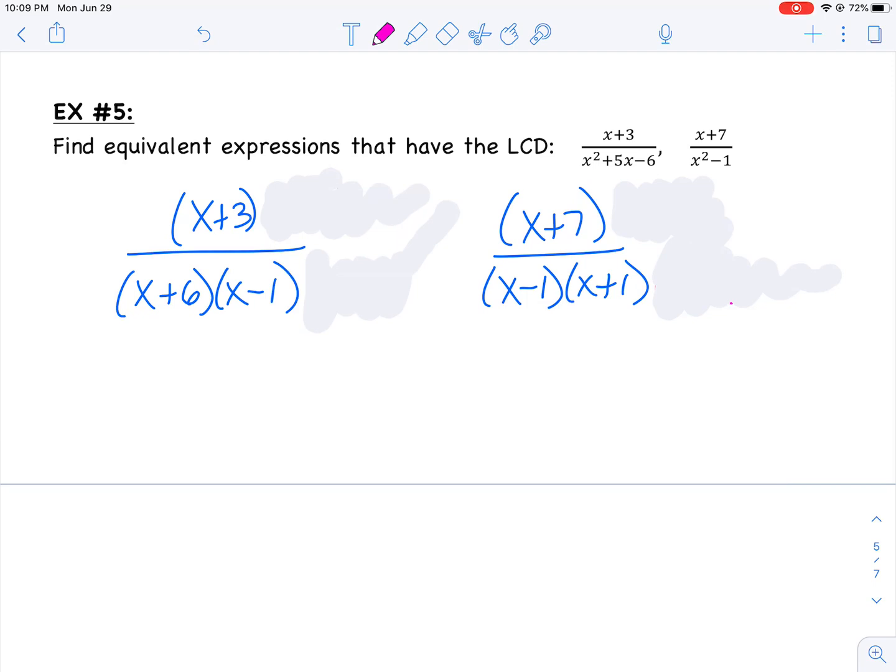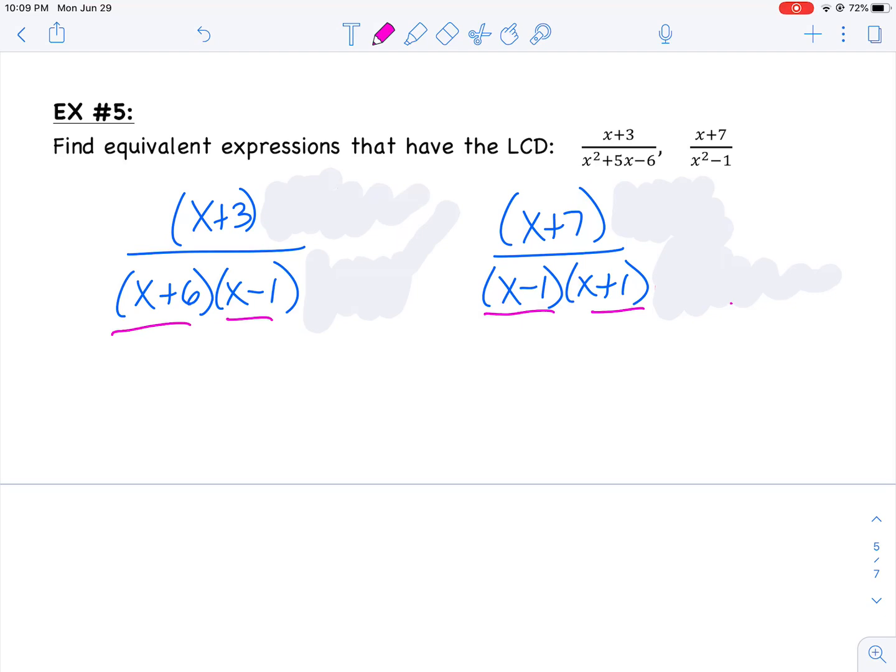Now, before we can get them to be common denominators, we've got to figure out what the denominators are made of, what their factors are. So the first thing you need to do is factor your denominators. I've factored the first one into an x plus 6 and an x minus 1. I've factored the second fraction's denominator, using a difference of squares, into an x minus 1 and an x plus 1. If I want them to have common denominators, they all have to have the same factors. They have to have the same stuff.